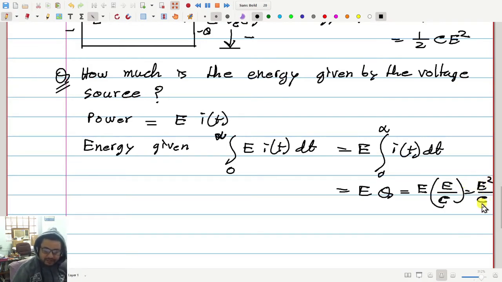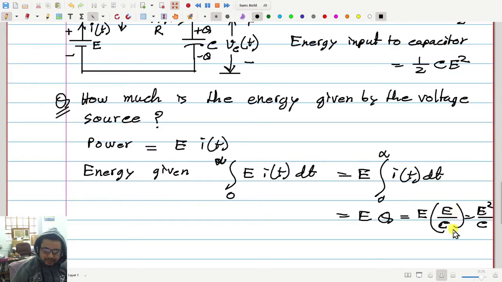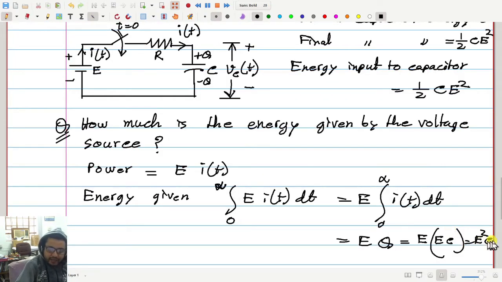Sir, into, not divided. So E into C, it's right? Q should be E into C. Yeah, thank you. So this comes out to be E squared into C. So you see, the energy given by the source is E squared C.